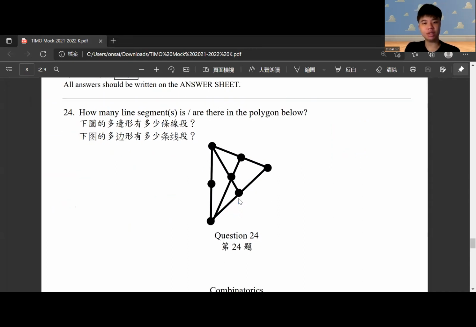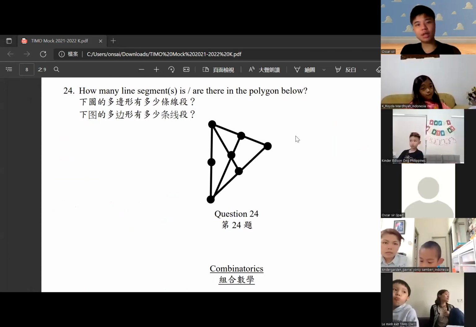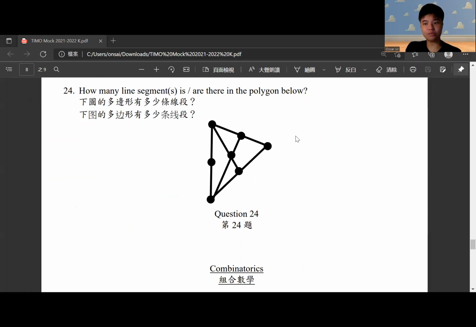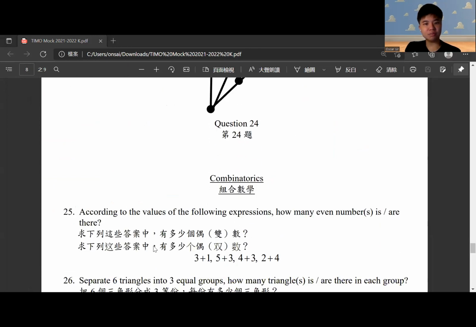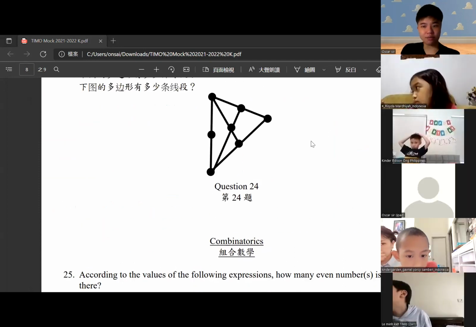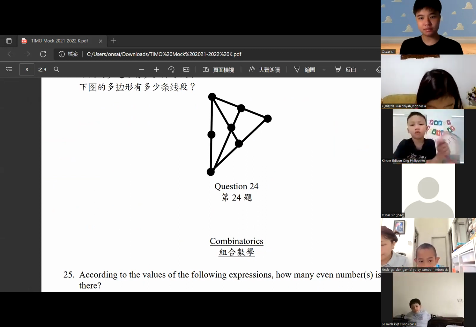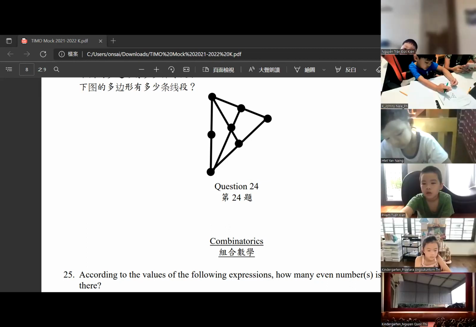So far, does anyone have any very big question? I really don't know how to do that. Okay. So far, we finished 24 questions, and then we are going to the last part, combinatorics. So far, do you guys have any very big problem? Is this all right? Feel free to ask me a question.